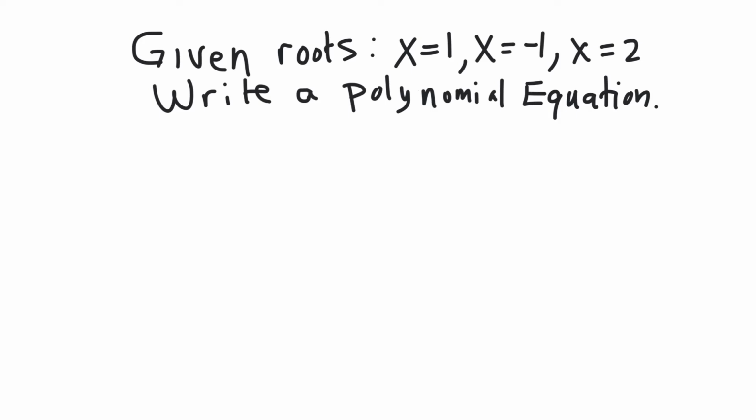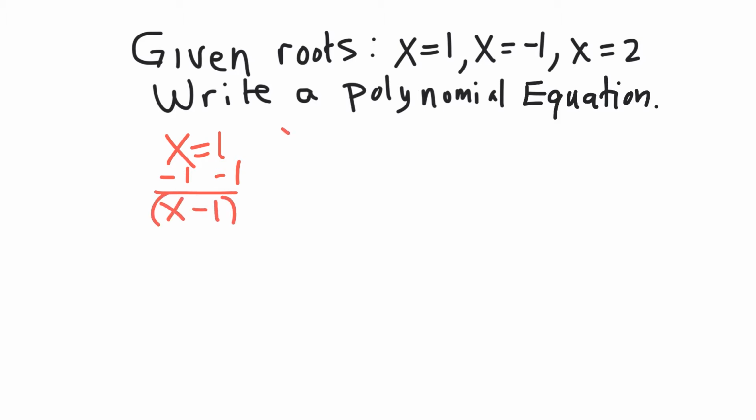Okay, in this problem we're given roots for a polynomial equation where x equals 1, x equals -1, and x equals 2. And we're asked to write a polynomial equation with those given roots. So we know that if x equals 1, and if we subtract 1 on both sides, we know that x minus 1 is a factor.